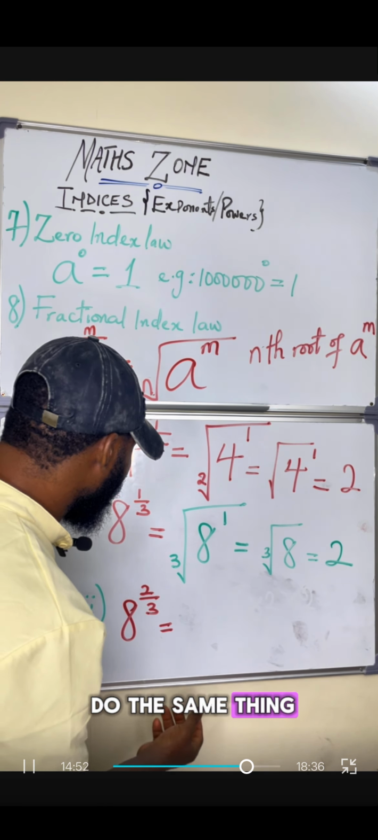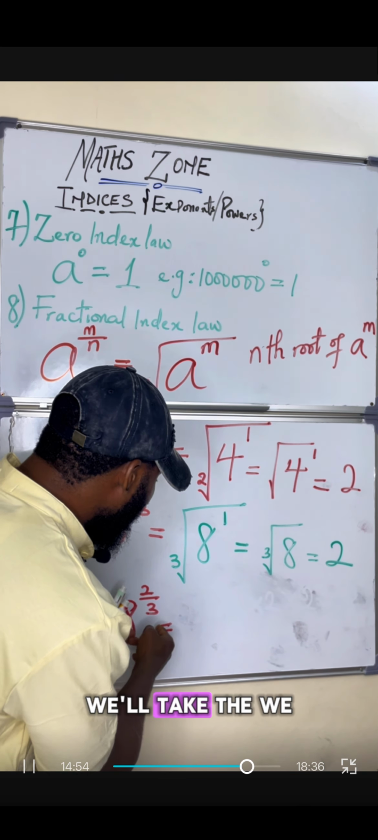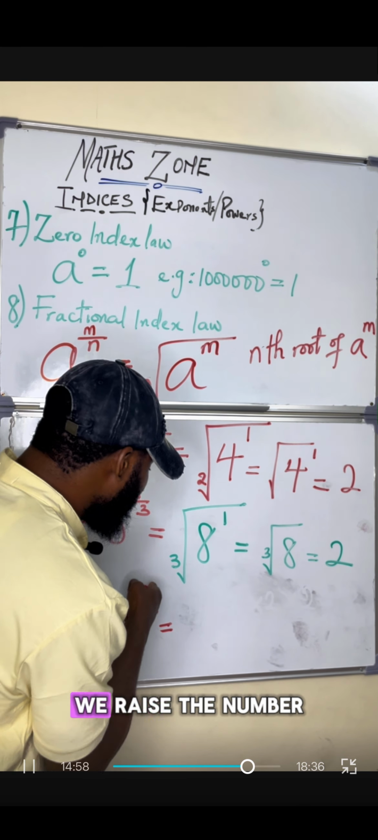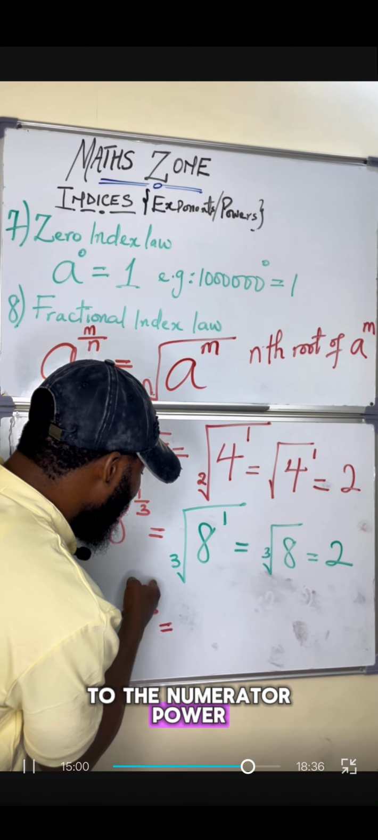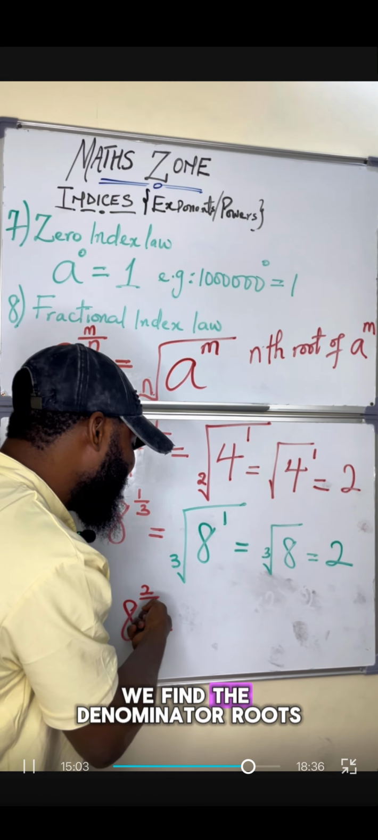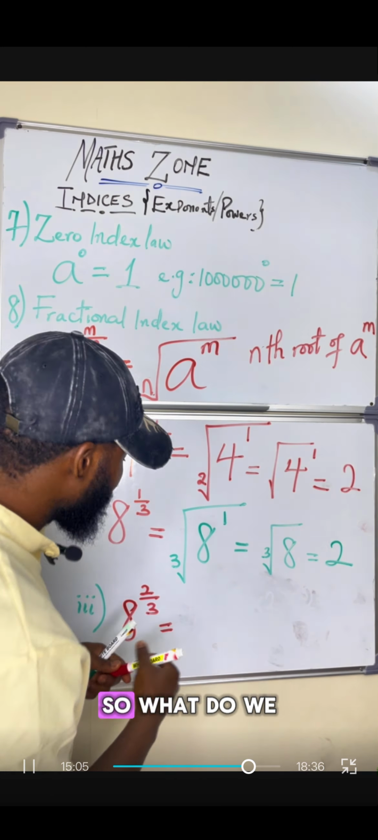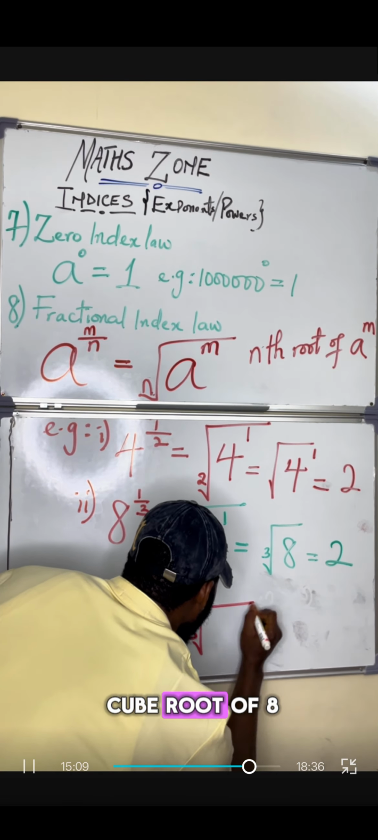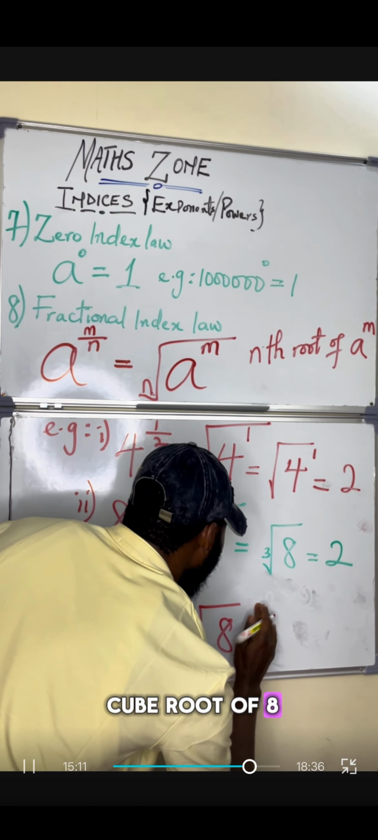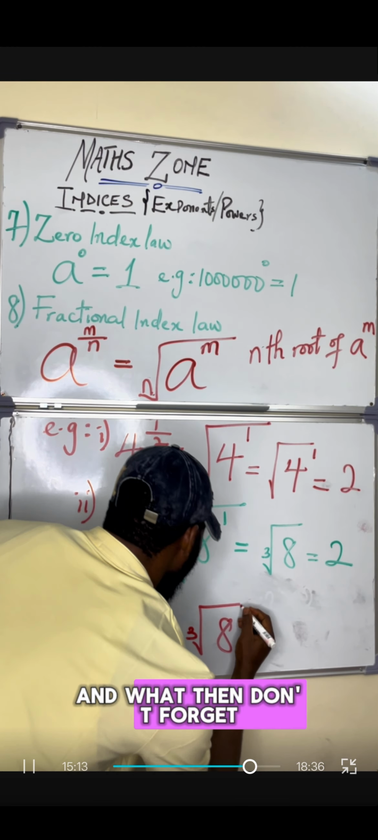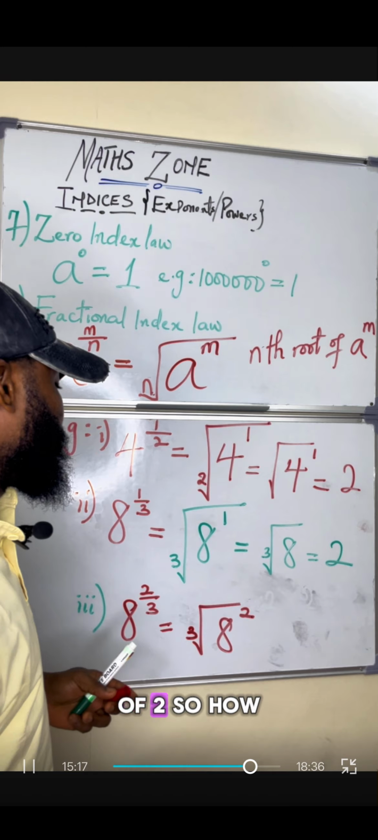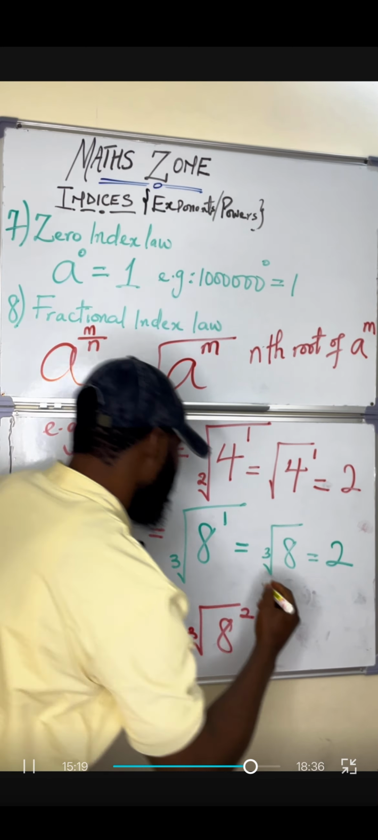I'm still going to do the same thing. We'll raise this number to the power of the numerator. We raise the number to the numerator power, and then we find the what? We find the denominator root. So what do we do in this case? We are going to have cube root of 8, and then don't forget you raise it to the power of what? You raise it to the power of 2. So how do we do this?